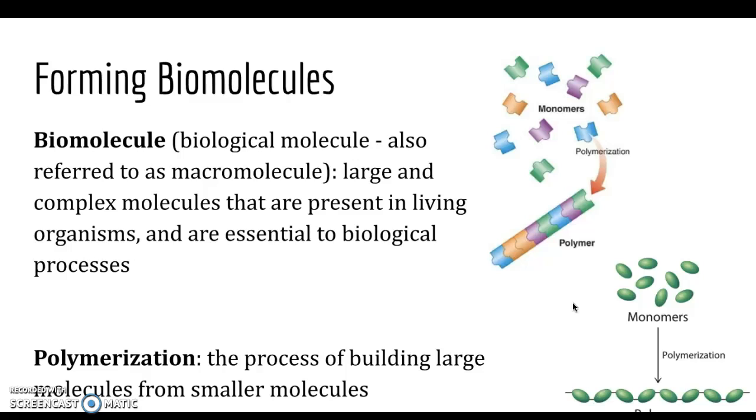To form biomolecules, they undergo a process of polymerization. So polymerization is the building of large molecules from smaller ones. We've seen these images before. To build a biomolecule, you have to form bonds between what are called monomers to form a polymer. So this is the process of polymerization, forming a polymer or a larger molecule from smaller molecules like this. Each of these lines here represents a covalent bond.